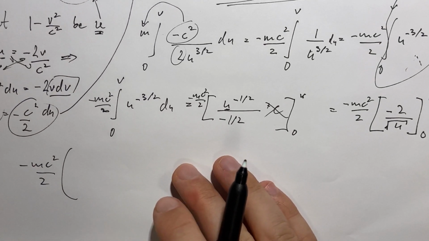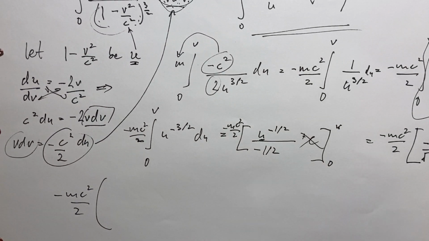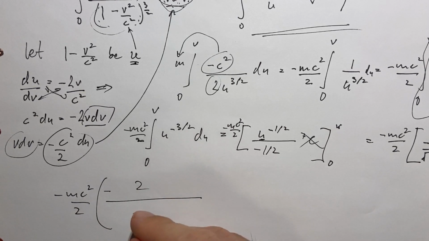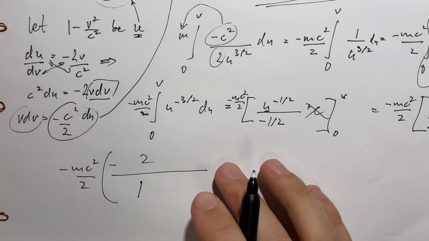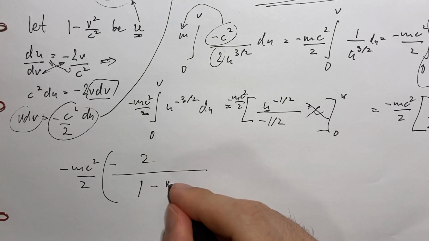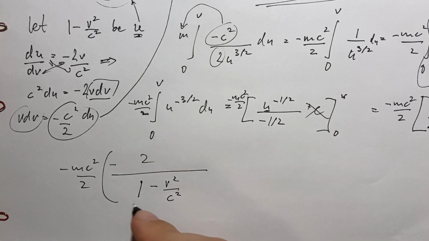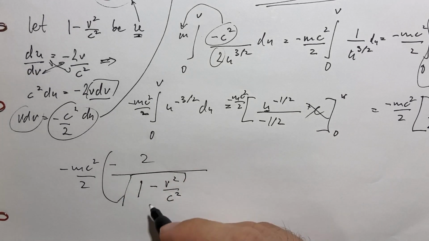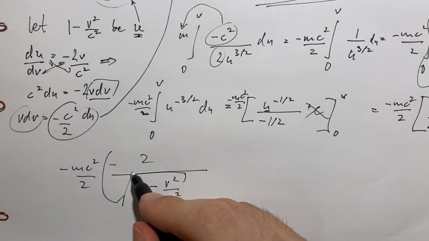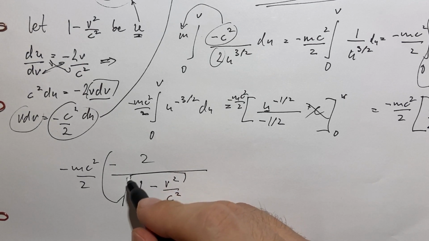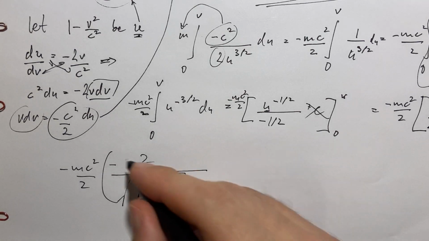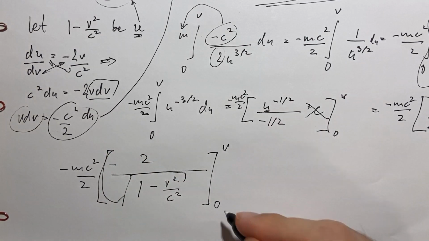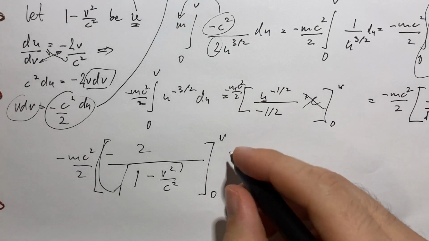And what we'll get is, of course, minus 2 divided by the root of the u term, which is 1 minus v squared over c squared. Yeah, that's the Lorentz factor, right? We have a Lorentz factor here, quite close. Not yet, but pretty close, from the limit 0 to v. Let's see what happens when we insert the limits.